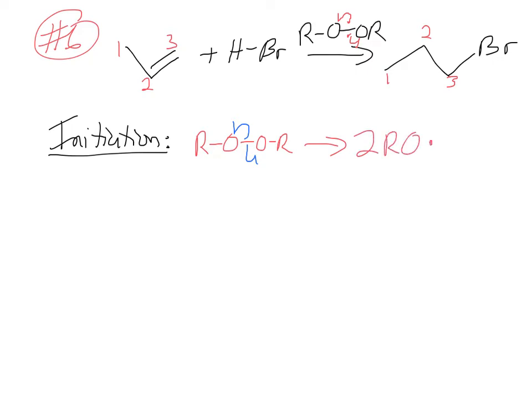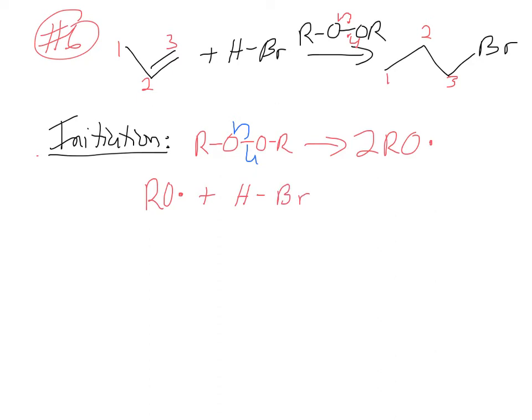Now that's not the only initiation step, because in our final product, what are we actually adding? A bromine. We're not adding RO dot. So we're not done initiating until we get the thing we want to add ready to go. So we take one of those RO dots, and what do you think it's going to react with? What's the next weakest bond? The HBr, yep.